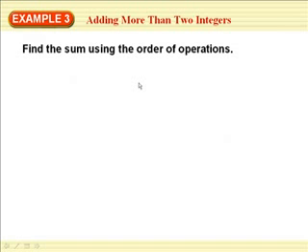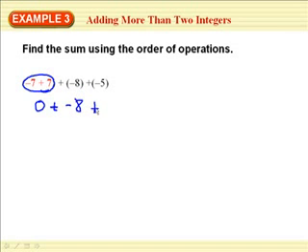Adding more than 2 integers. As we're going through and adding different things, they're finding the sum using the order of operations. So you go through and you have parentheses here. Well, -7 plus 7 right here, you get 0. Plus still the -8 plus the -5. And the only reason they have parentheses right here and right here is to separate the signs so they don't run together and look bad. It doesn't mean anything else but just to separate those.